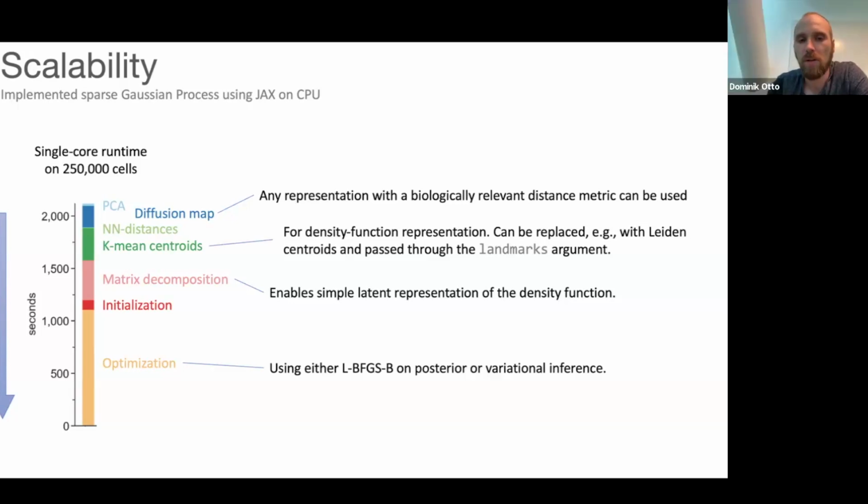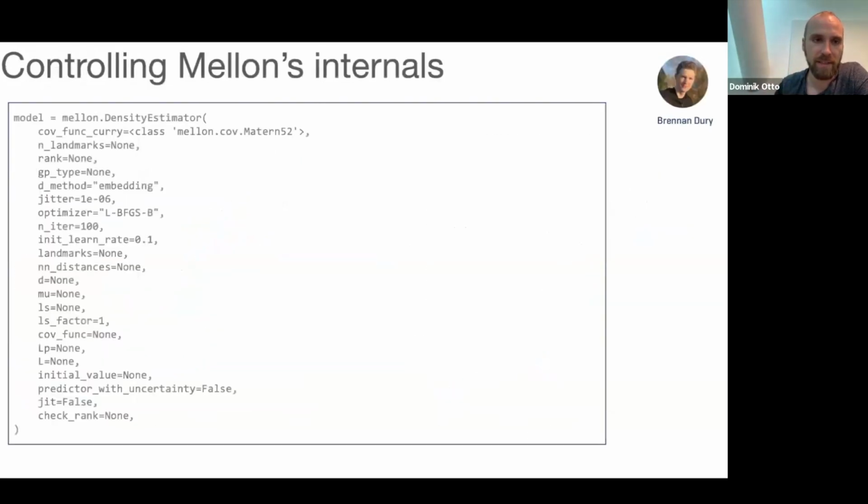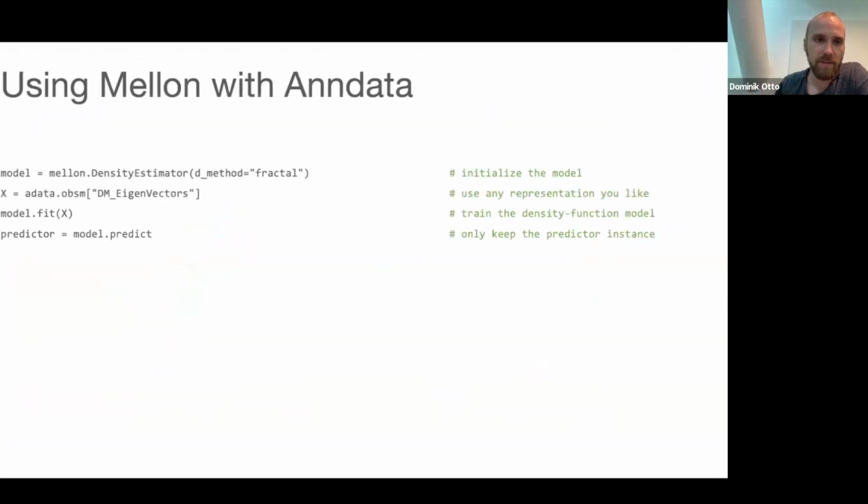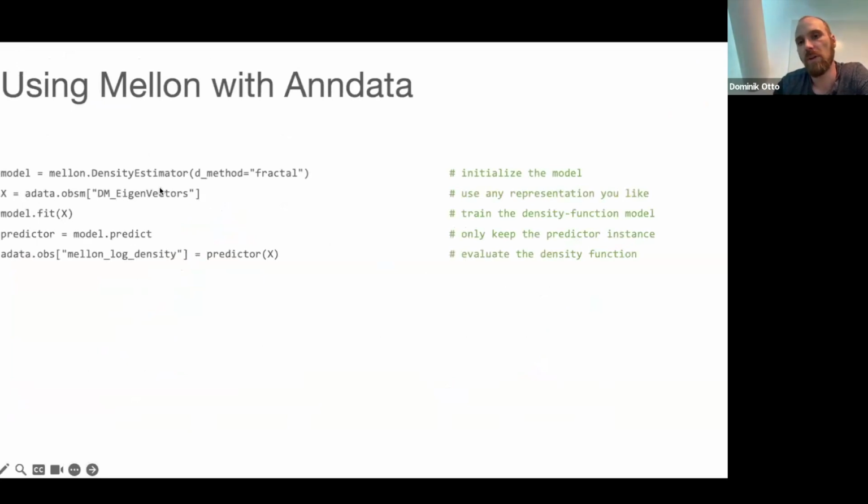The diffusion maps right now are computed with Palantir on our end, which doesn't use JAX at the moment. So we treat this as a pre-processing step. But Mellon only starts at this representation. You basically feed in, right? Yeah, I had it on this next slide here. You give it the representation that you choose, so you can use whatever tool you want for the computation. And you could make it a complete JAX pipeline if you want.